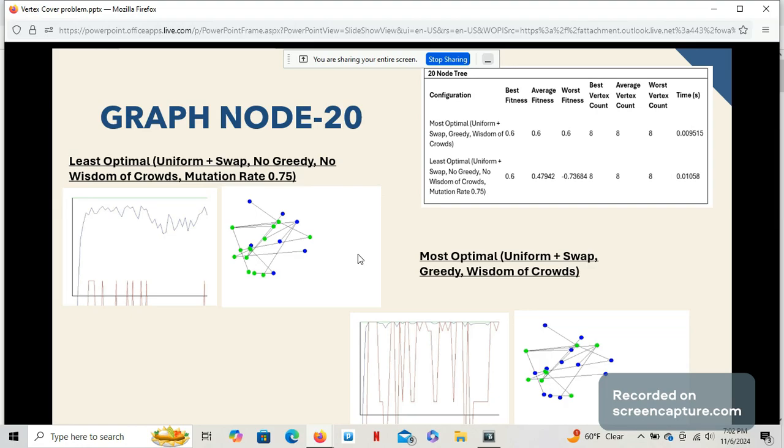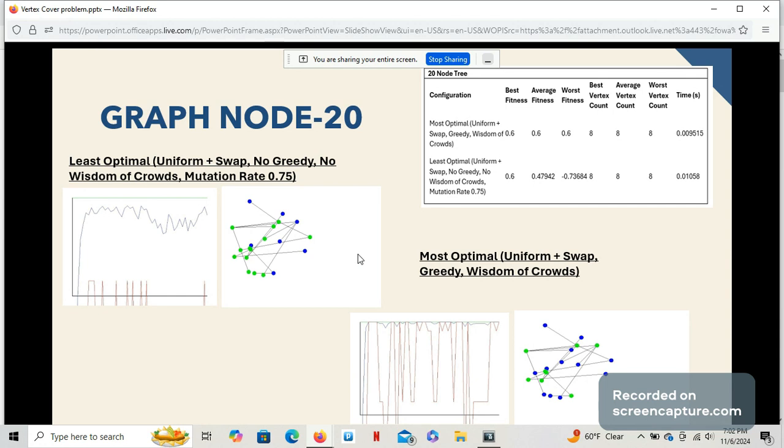In contrast, the optimal configuration, using uniform crossover, swap mutation, and incorporating both the greedy algorithm and wisdom of crowds technique, performed slightly better. It achieved a best fitness score of 0.6 with stable average and worst scores, indicating consistent convergence. The fitness graph for this configuration showed a smooth, steady trend, illustrating a balanced exploration and exploitation. In the vertex cover visualization, we see a well-connected minimal cover with an average of 8 nodes, effectively approaching the minimum coverage needed. This setup ran efficiently with a runtime of approximately 0.0095 seconds.